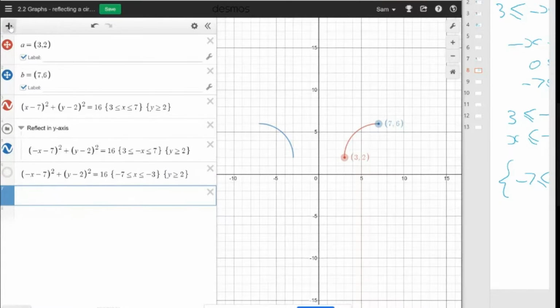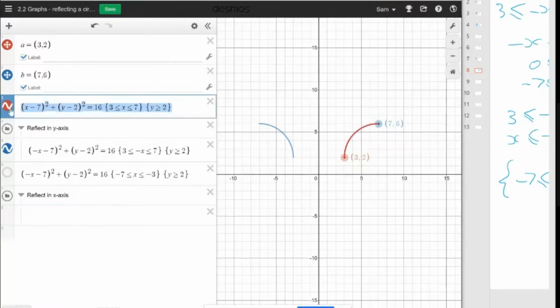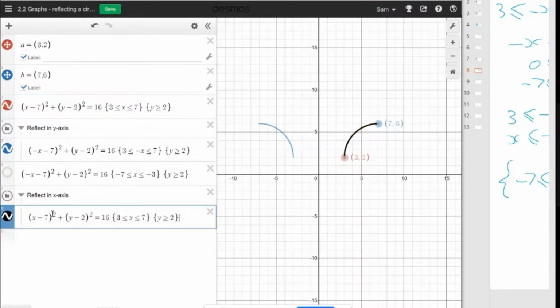All right, what about reflecting in the x-axis, so flipping it downwards? Same thing again. Every value of y, instead of being a positive value of y, I want it to be the equivalent negative value. So wherever I see y, I want it to be negative y.